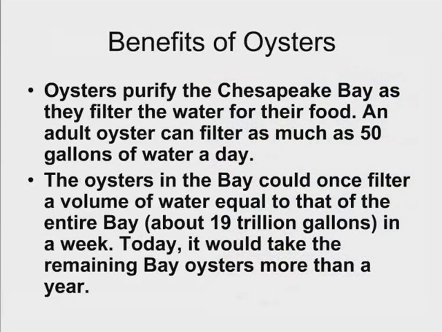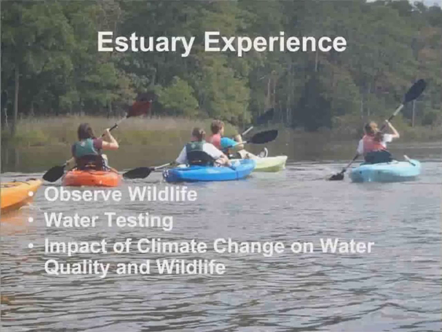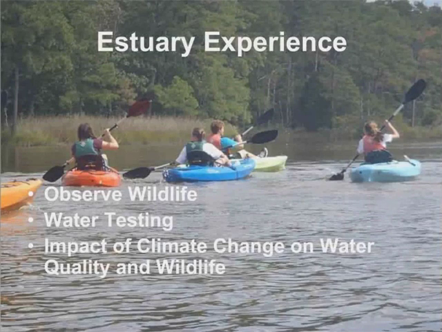And the benefits of the oysters in the community, well, oysters are filters, and they filter the water. As you can see, an adult oyster can filter 50 gallons of water a day, which is amazing for something that's only 3 or 4 inches long. At one time, they could filter the entire bay in a week. Today, it would take a year. And I'll turn it over to Cheryl.